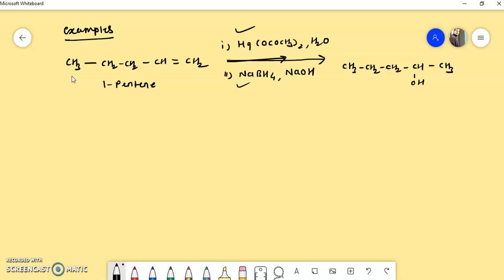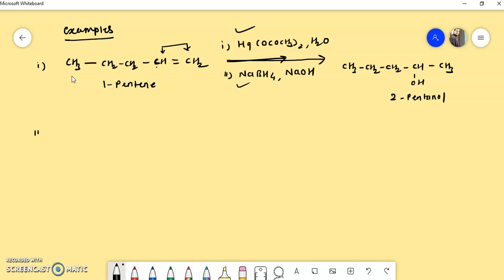This will be the product. So you will find that across this double bond there is addition of a water molecule. The addition is as per Markovnikov addition. You remember the OH group of this water goes to that carbon which is having less number of hydrogen. So here there is an OH group. So this is the product. The name of this product is 2-pentanol. So this is oxymercuration, demercuration.